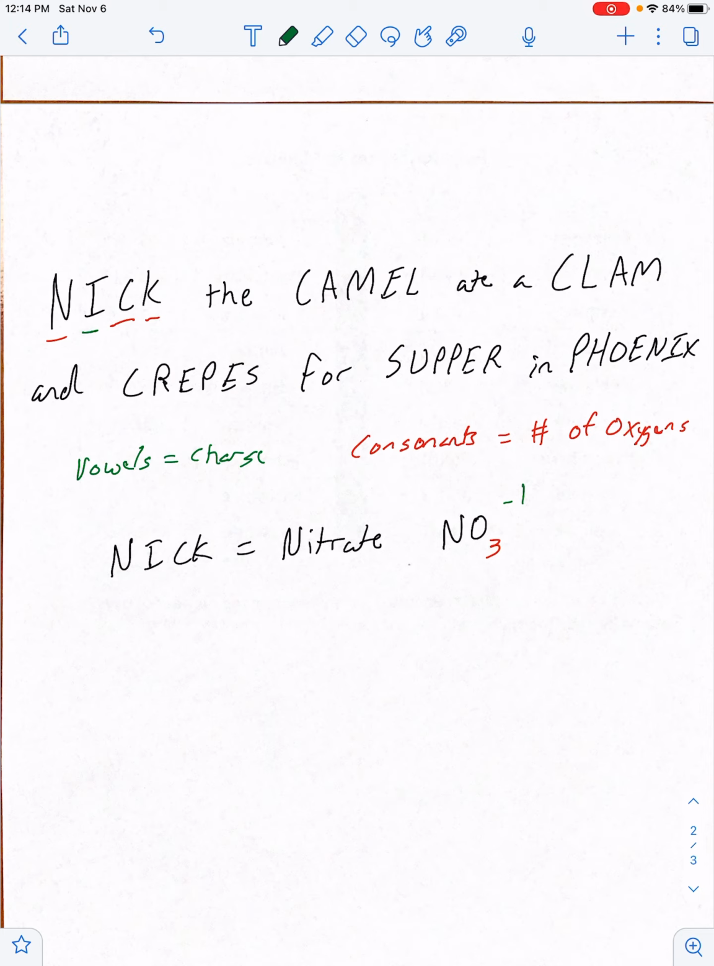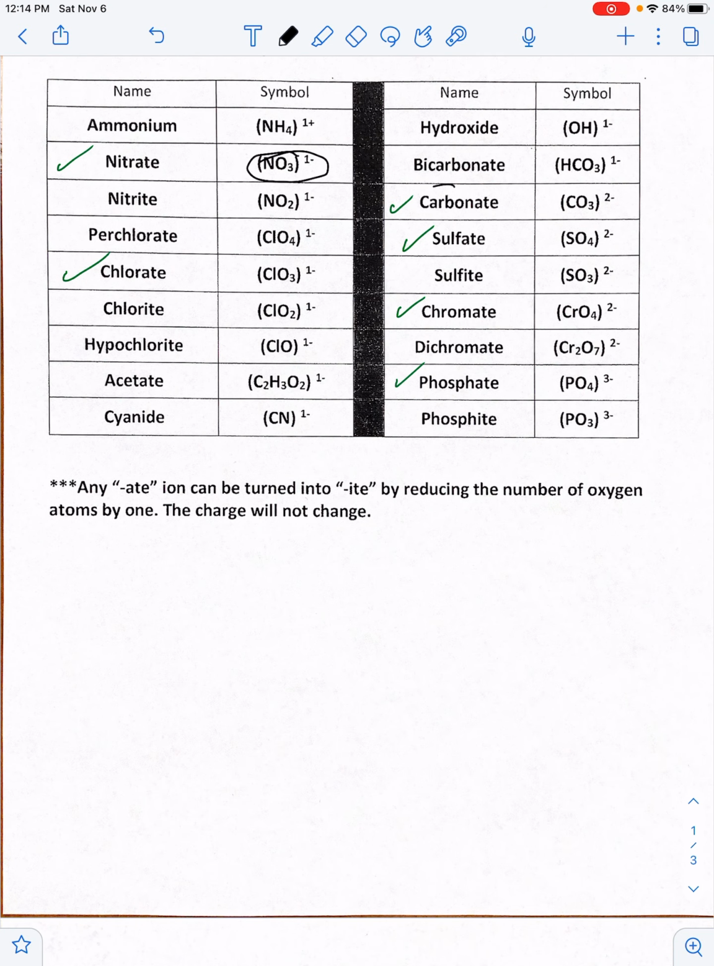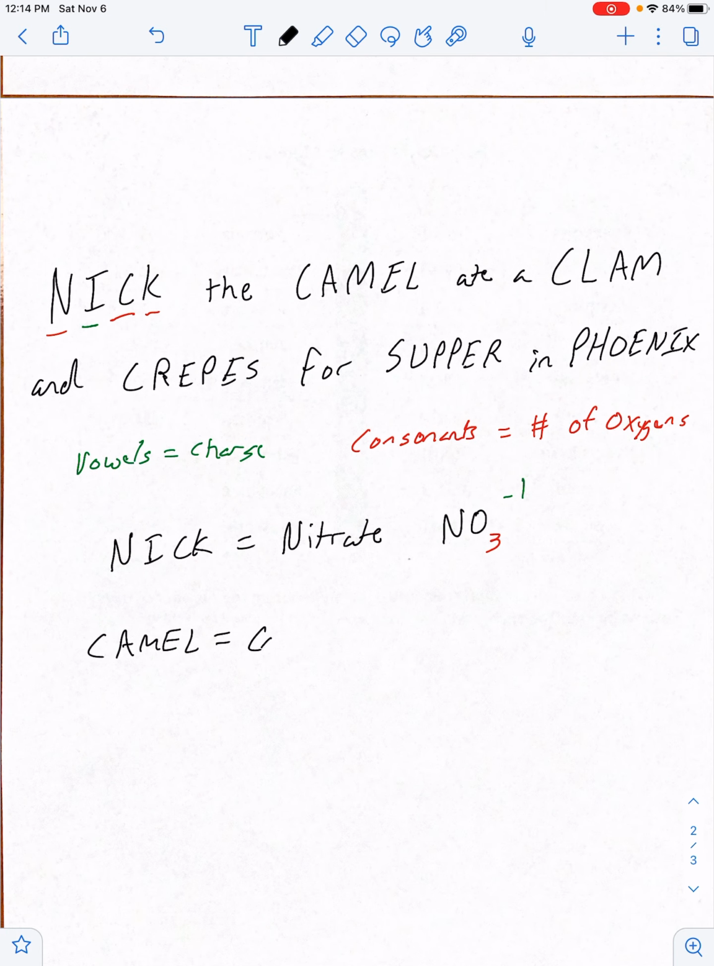Okay, so now we're going to do the next one. So I'm going to go back to my color. So we're going to look at camel. So I'm going to write down camel. Okay, and camel, just the C by itself, that is actually going to be carbonate. Okay, so carbonate. I'm going to write that down. So carbonate. And that is CO.